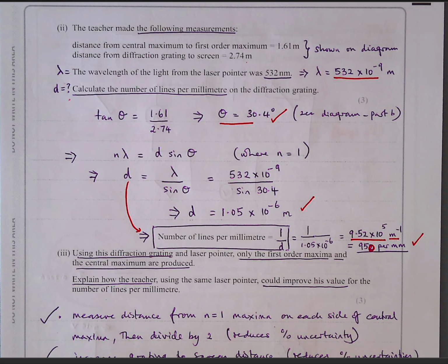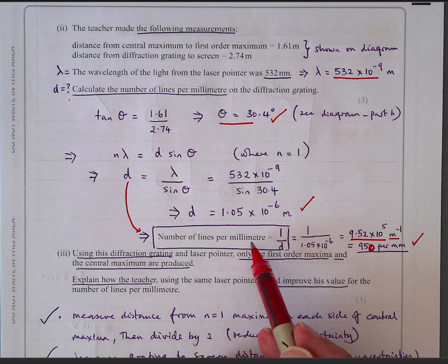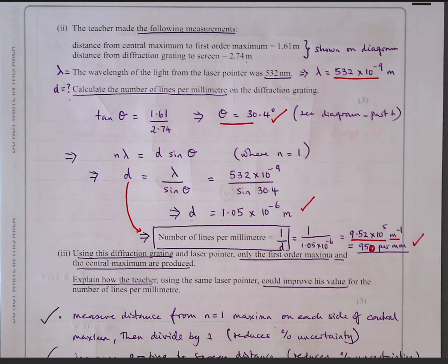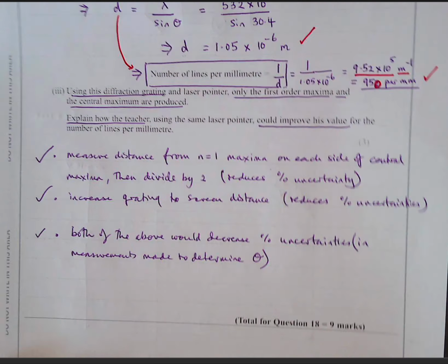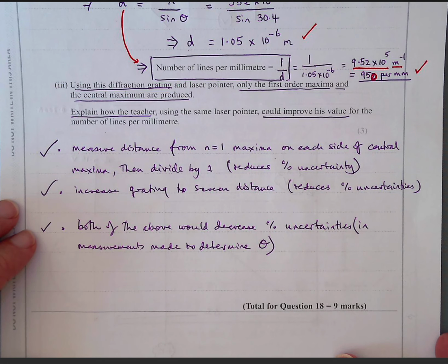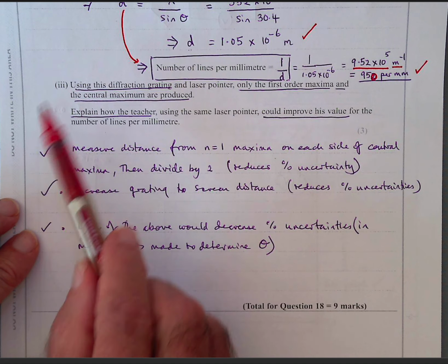Often in this question they actually give you the number of lines per millimeter, and they want you to work out the wavelength. So there are different forms of this question. If you practice past papers, you will find that they ask different things in different questions.